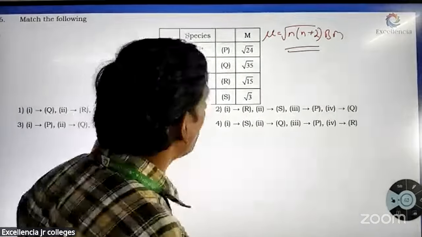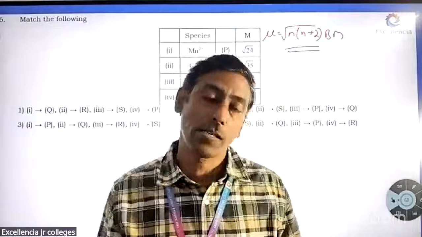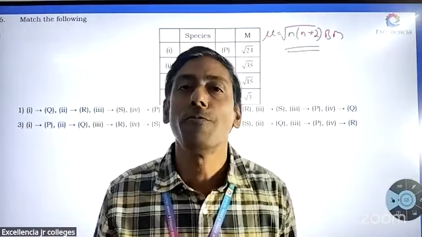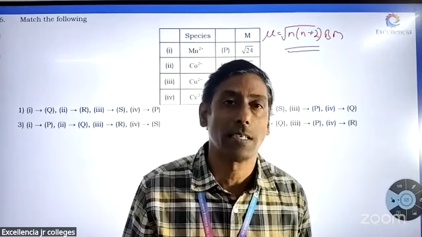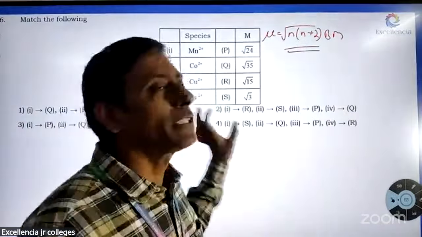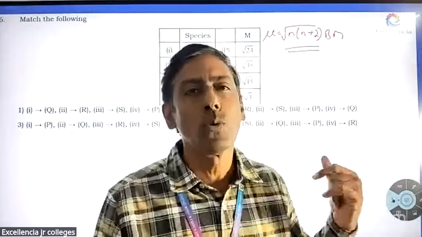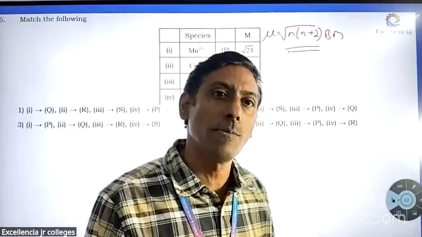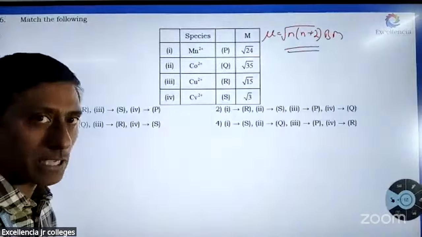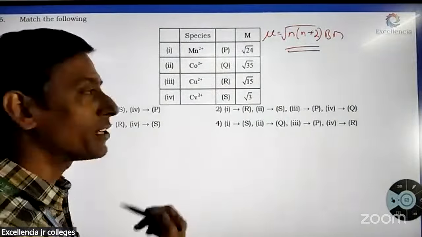As it is a match the following, we have one facility. When answering match the following type questions, there is no need to do each and everything. Whatever you know, first do that one, then try to match and eliminate some options. That becomes the best method to answer match the following type of questions. So we'll follow the same trick and see.